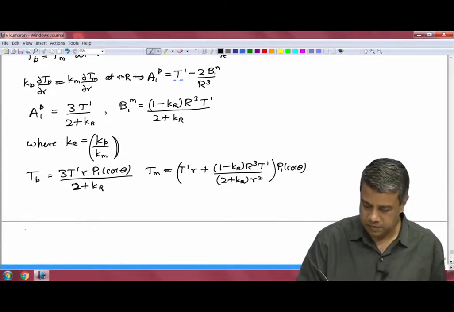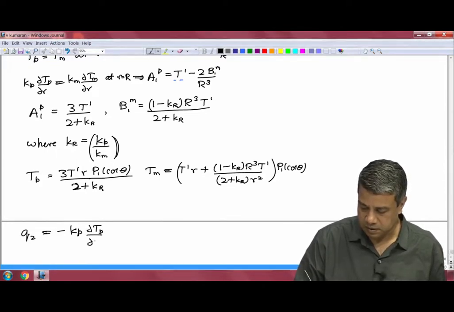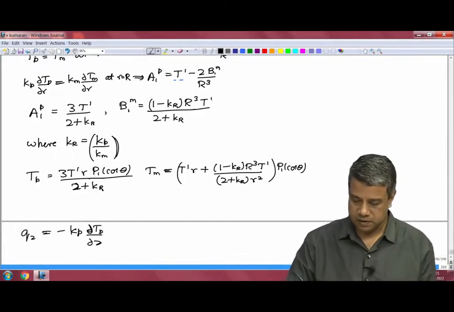The z component of the flux in the particle is equal to minus Kp partial Tp by partial z. Recall that we were calculating the flux in the direction of the temperature variation.